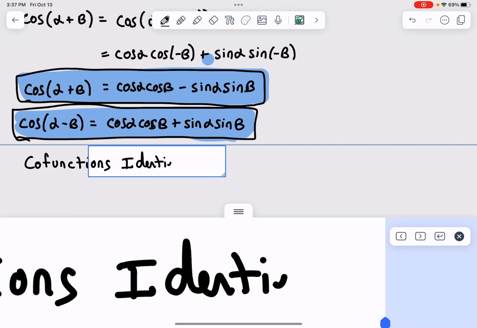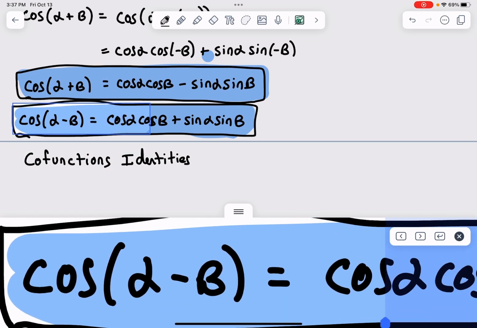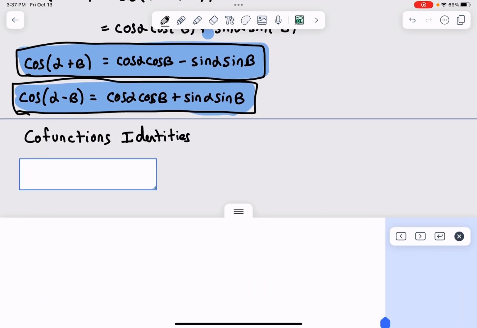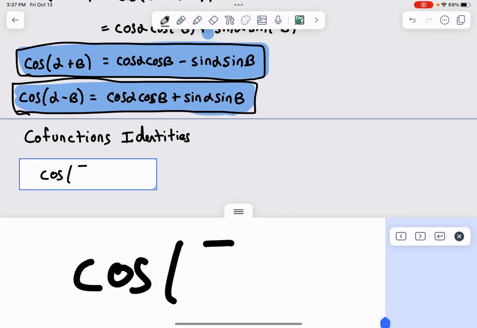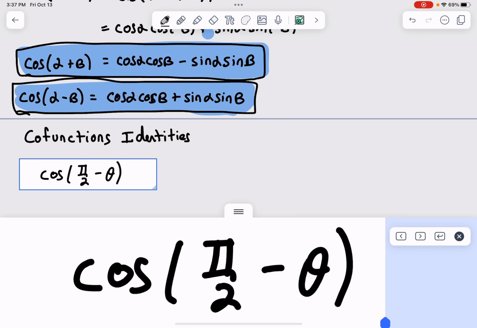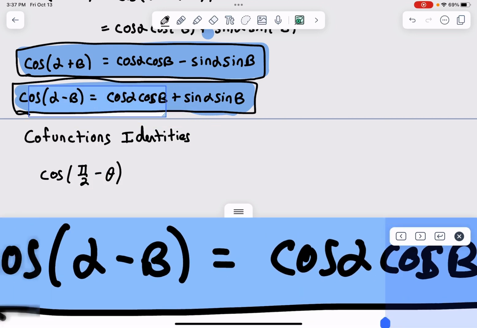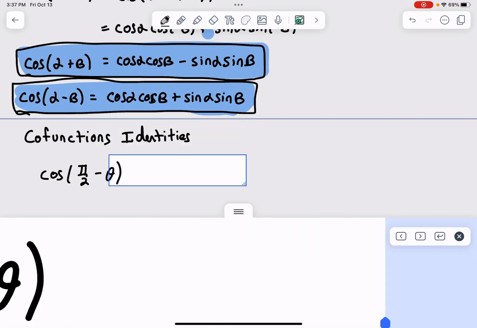So these two cofunction identities are not ones that you'll have to remember. But basically, we take cosine of a difference, and instead of having 90 minus the angle, we write it in radians. Cosine of pi over 2 minus theta. And look at what that'll be using this angle difference identity.